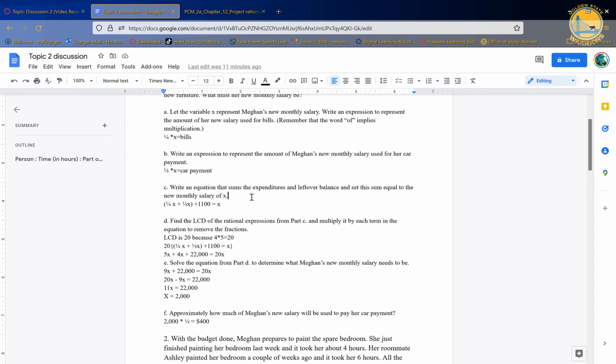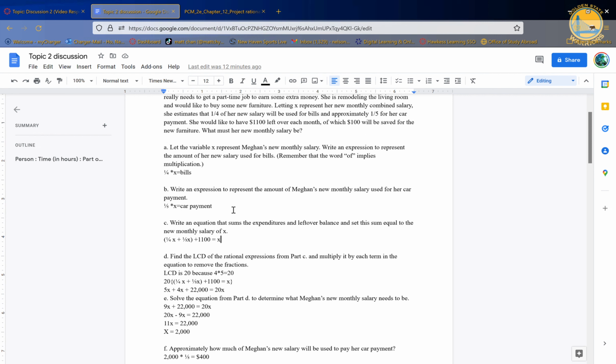Write an equation that sums the expenditures and leftover balance and set the sum equal to the new monthly salary of X. The sum of expenditures is the new salary used for bills and the monthly salary used for a car payment. So that's 1/4 X plus 1/5 X, all in parentheses, and then you add the 1,100. This is taken from the 1,100 left over, which is the leftover balance, and we set all this equal to X.